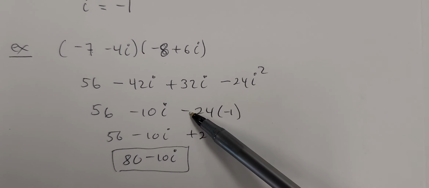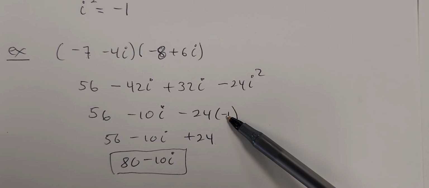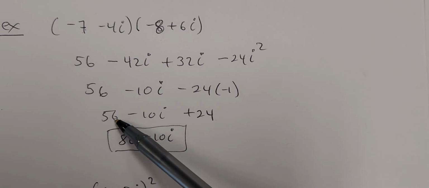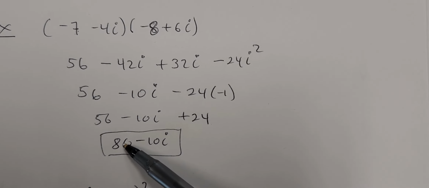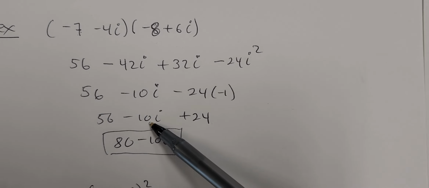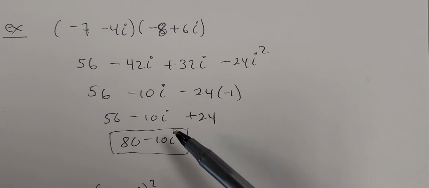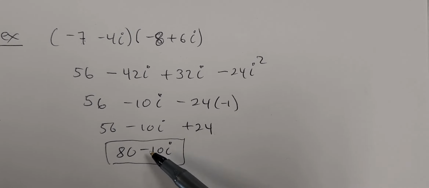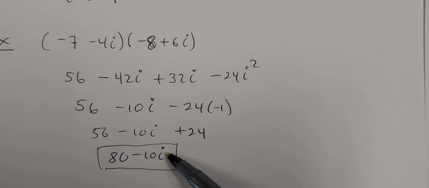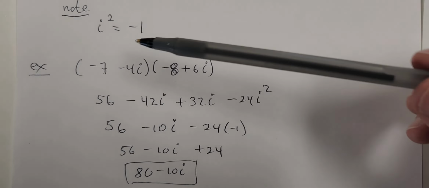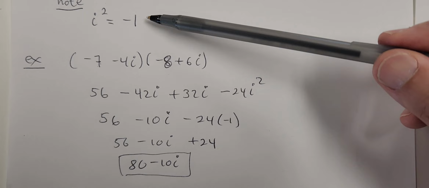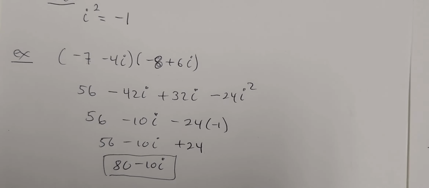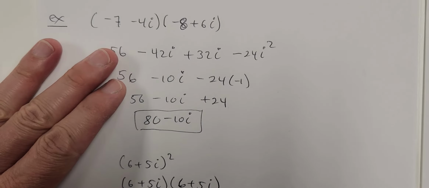This negative and this negative become positive 24. Combine like terms again: 56 plus 24 gives me 80. And this -10i, just leave it alone. So 80 minus 10i is the complex number. When I see i squared, I replace it by -1, so be very careful of that.